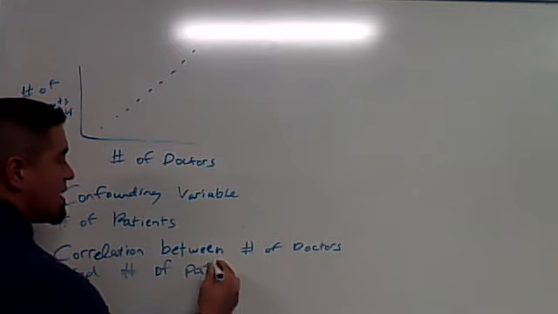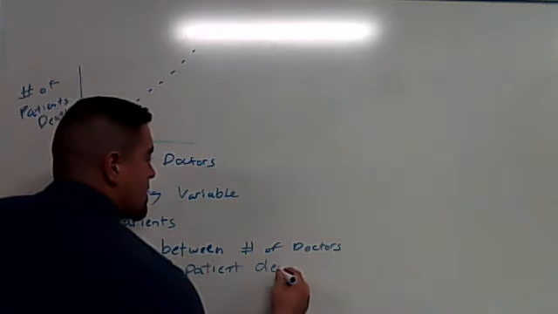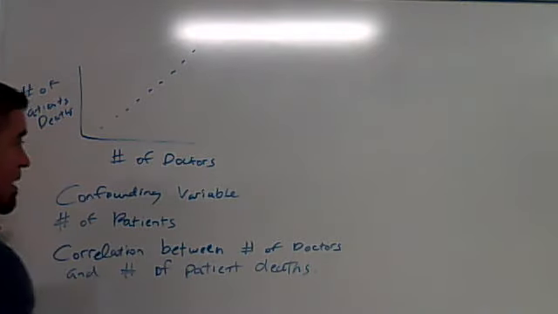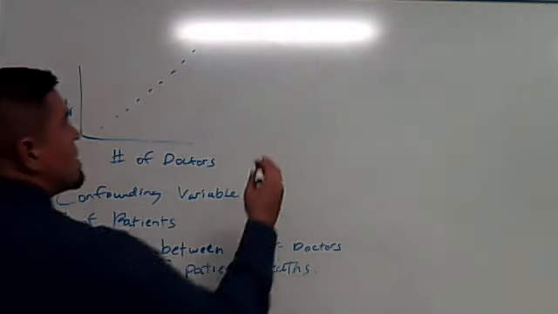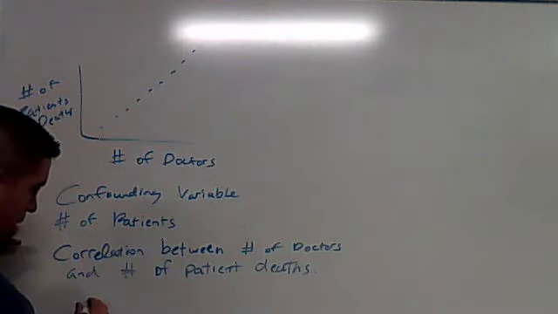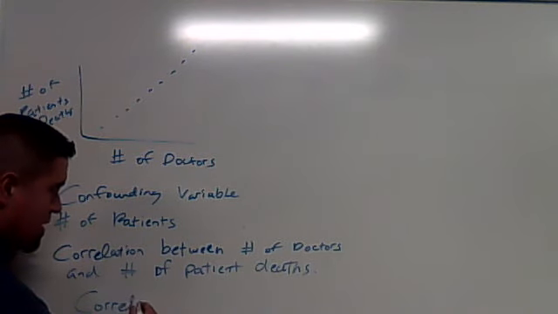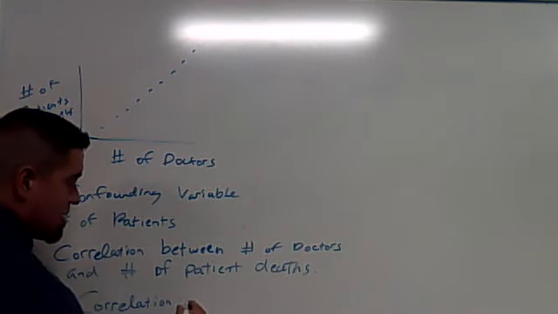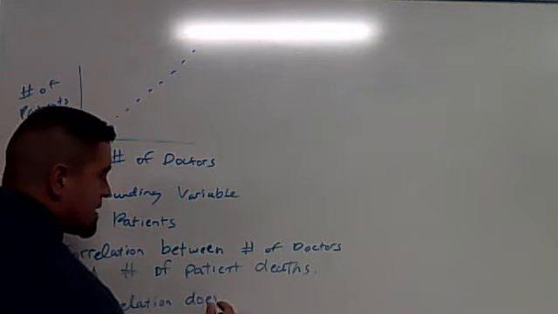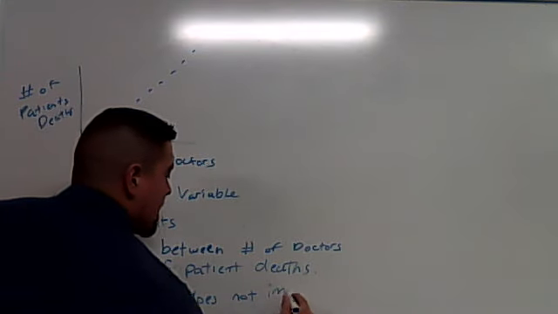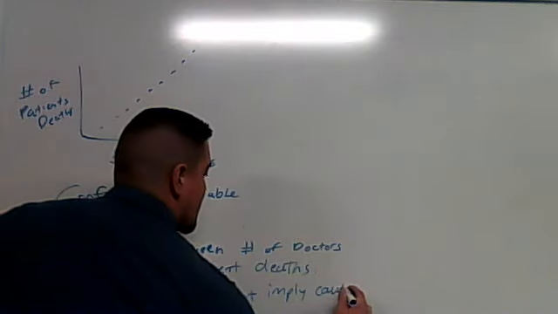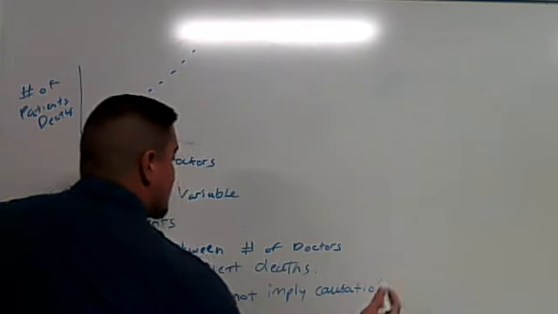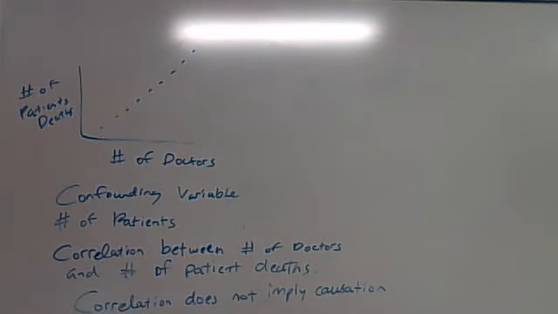Okay, we cannot say that, or I'll just say this: correlation does not imply causation. Correlation does not imply causation. Okay, so this is one place where a graph could be somewhat misleading, might lead somebody to believe that the more doctors there are, the more patient deaths that would occur, which is not true.